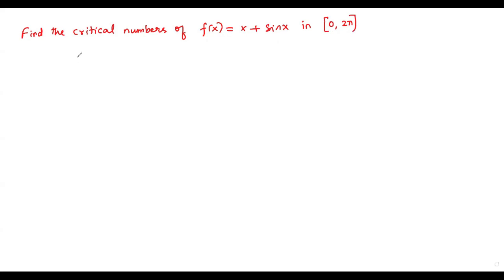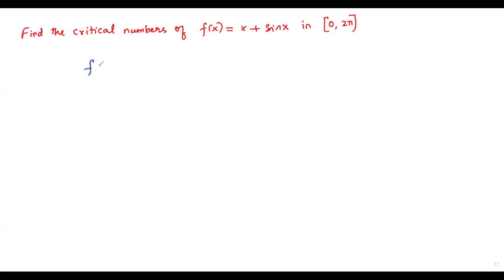When I want to find critical numbers for a function, what I have to do is get the first derivative of the given function, equate it to 0, and solve for x. The values I get for x will represent the critical numbers for the given function.